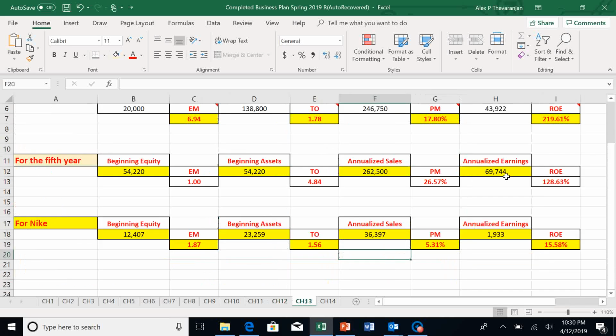doing in chapter 13. So here is that 69,744 annualized earnings, the 5th year earnings. Here is the beginning equity, the end of year 4 in the balance sheet. We found owners have invested 54,220. So if you divide this by that, you get 128.63%. So now if every company in the class takes their annualized earnings, divides by the beginning equity, then this percentage is comparable to see who is doing a better job. Okay.